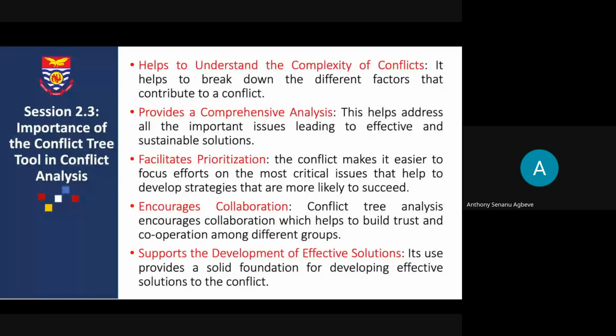So then, what are the benefits of using the conflict tree tool? What are the benefits?